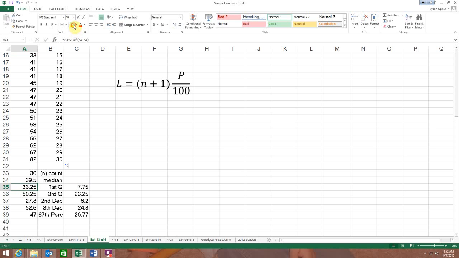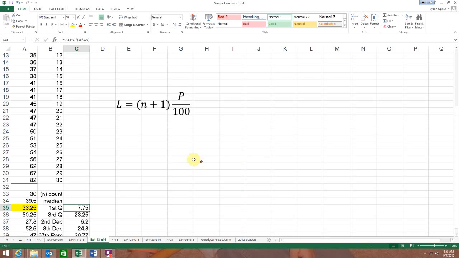Like we did before with quartiles, we use this formula up here, just L is equal to N, which is our count, or 30, plus 1. So 31 times the percent that we're looking for divided by 100. Relatively easy formula, and so I've plugged that in here. And again, I just do it this way. This is equal to parentheses my N plus 1 parentheses times, and in this case I'm looking for the first quartile, so parentheses 25 divided by 100 and parentheses, hit enter. And that gives me 7.75.